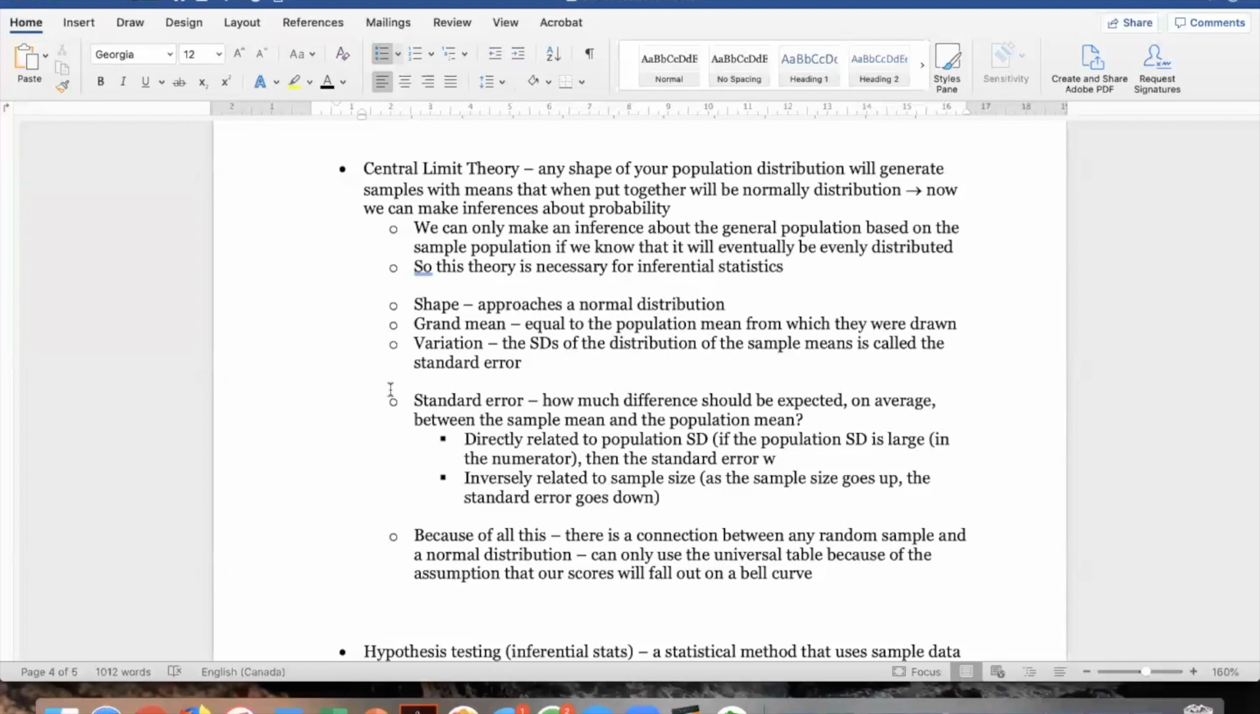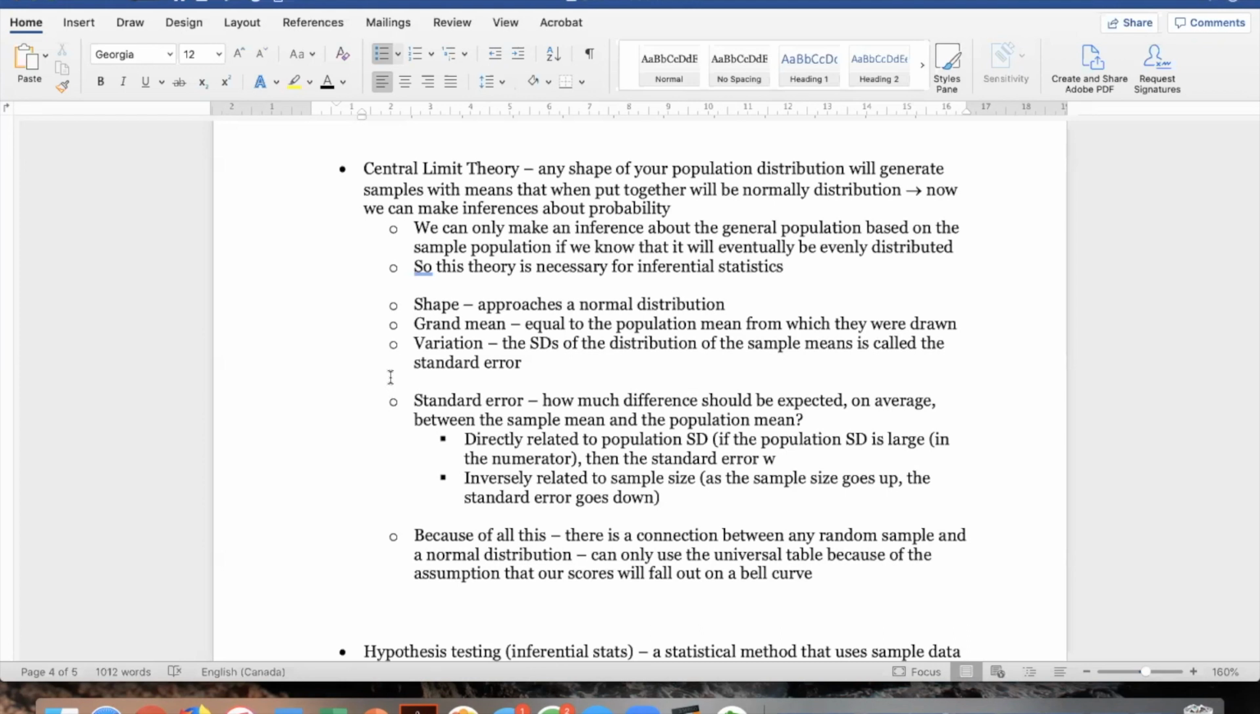Any shape of your population distribution will generate samples with means that when you put them together will be normal. Yeah, I just said that. Now we can make inferences about probability. Okay. So we can only make an inference about the general population, so all diabetics that we're aiming for, based on the sample population, if we know that it will eventually be evenly distributed.